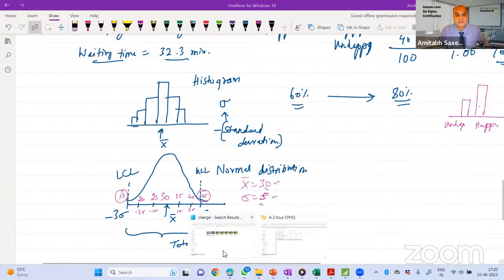To save time, let me play a video, and this will explain the concept of common causes and special causes. So let us understand: minus 3 times standard deviation and plus 3 times standard deviation, these values are known as the lower control limit and upper control limit, LCL and UCL.